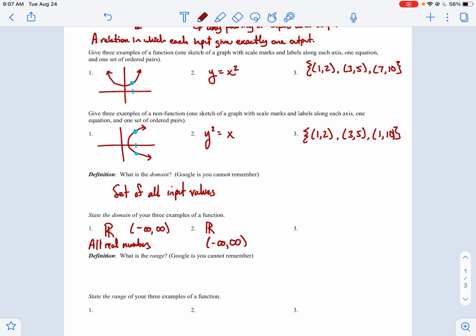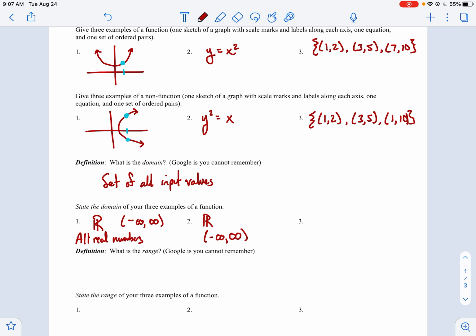And then number 3, what's the domain? Well, this one's a little bit different, right? It's just 3 points. So the domain is quite literally just the 3 x values that you're allowed to put in. So that's 1, and then 3, and 7. That's it. So we would just list them out, right?